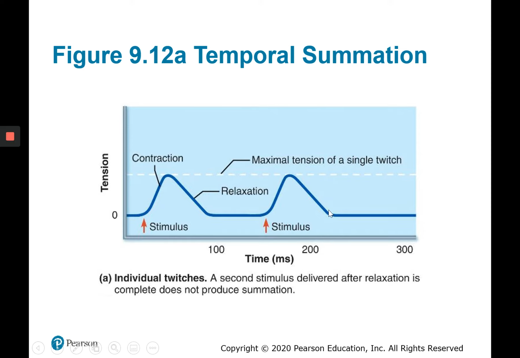No summation is seen here because the stimuli that create the 2 muscle twitches are too far apart. If we were to increase the frequency of the stimuli, meaning the stimuli occurred closer, then the tension built up by these separate muscle twitches would actually be added together, and we would get tension that is higher than this maximal tension for a single twitch. But if it's higher than the maximal tension for a single twitch, we're not going to be calling it a twitch. It'll be a wave summation or graded muscle response.